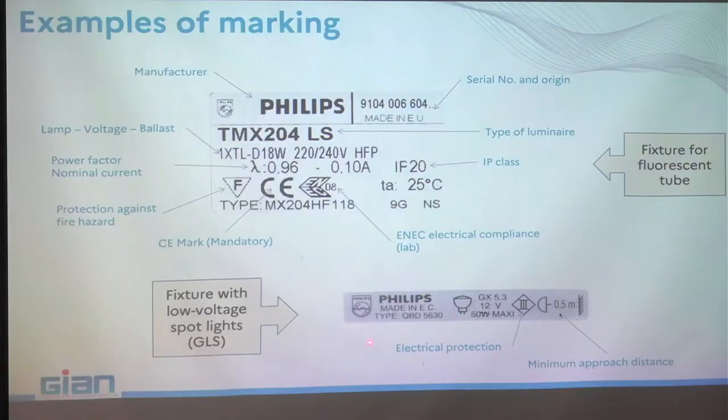This is another example. This is a low voltage DC ballast for spotlights, incandescent lamps, Philips, made in Europe, the type, what kind of lamps, showing you the socket, 12 volts, 50 watt max, class 3 for the electrical protection. I will discuss also in the next slides about that. And this one, the lamp can be very hot. It's an incandescent lamp. It's better to not go closer than 50 centimeters because you may have some burning effect.